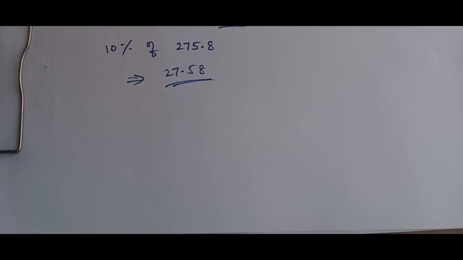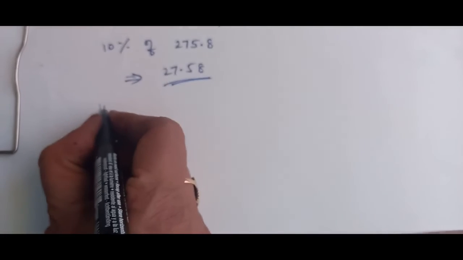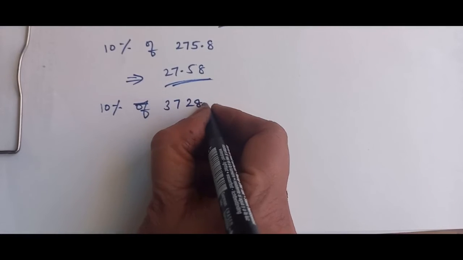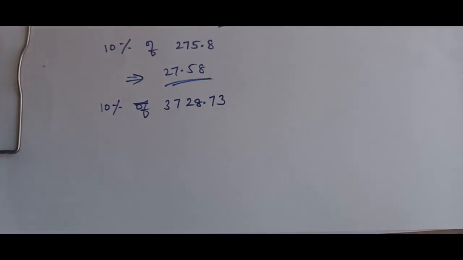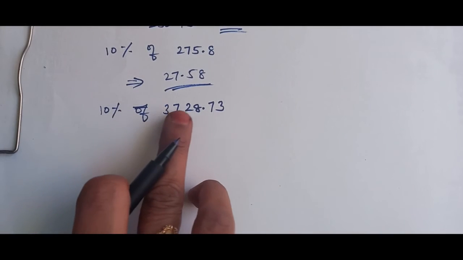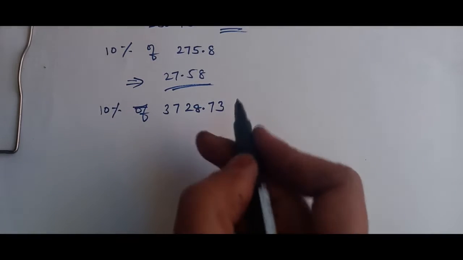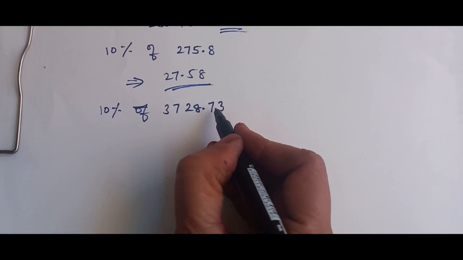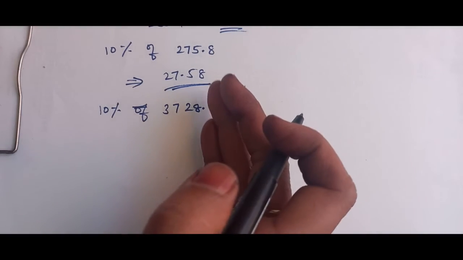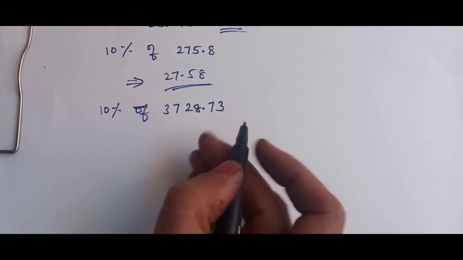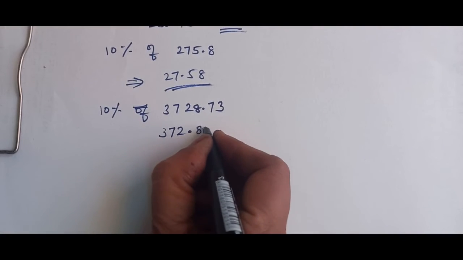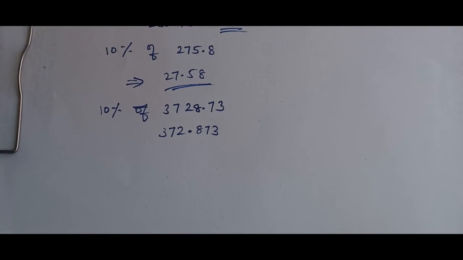So simple now. For example, 10% of 3728.73. Okay. Assume here we don't have any point. 10% of 372873 is just we need to keep the decimal after 1 digit, right? But here we have a decimal point. Just move the decimal before 1 digit. That means 10% of this number is 372.873. That's it. Is it clear?